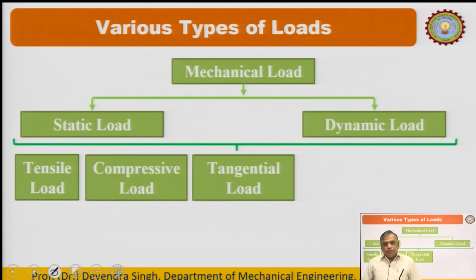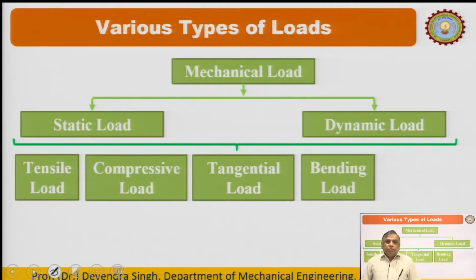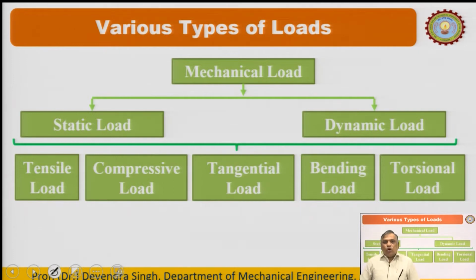Then tangential load, if the load is applied in the tangential direction and it creates some shearing effect, then this is tangential load. The effect of tangential load is primarily the shearing. Then bending load, if we apply the load and the effect is the bending, then this is called the bending load. Then the torsional load, if we apply a load which can cause torsion in the member, then this is called the torsional load. So, these are the effects.